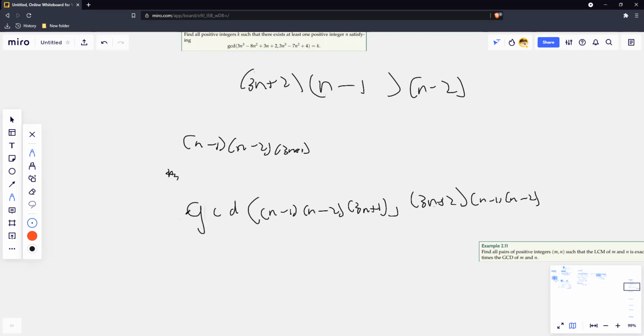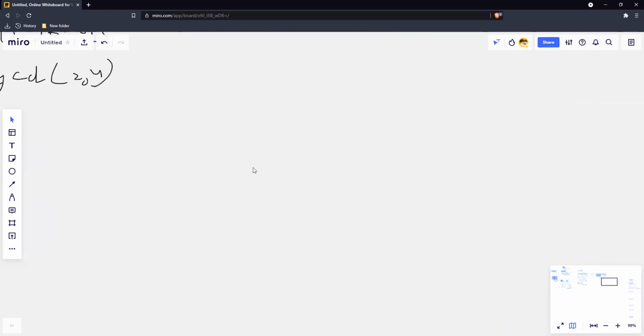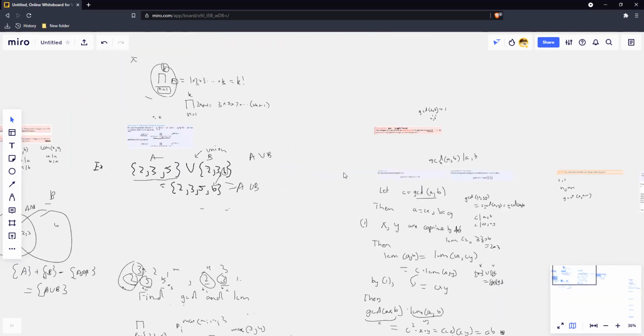And then by Proposition 2.7, we know that this is equal to n minus 1 times n minus 2 times the GCD of 3n plus 1 and 3n plus 2. Now note that we are saying that these are consecutive numbers, right? If we plug in, we know they're consecutive numbers, and this fact, what was it?